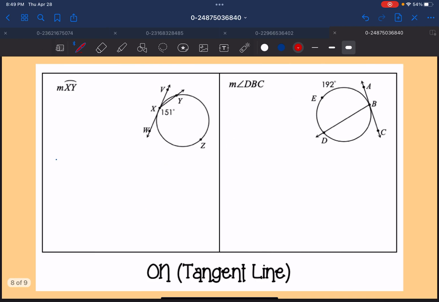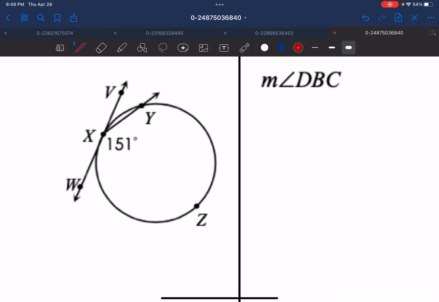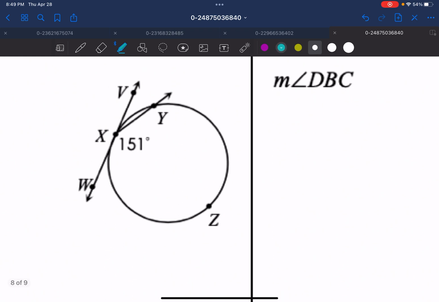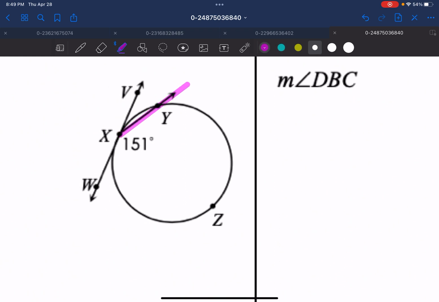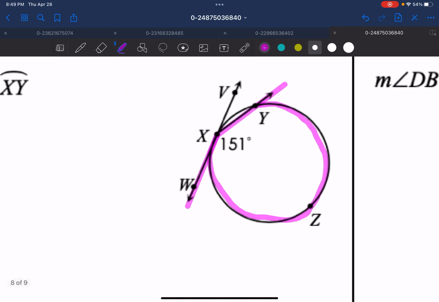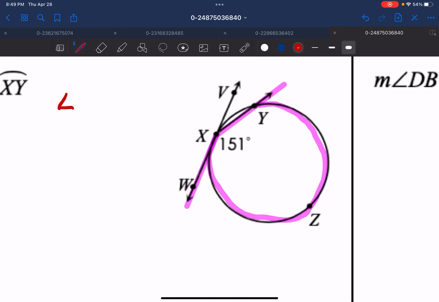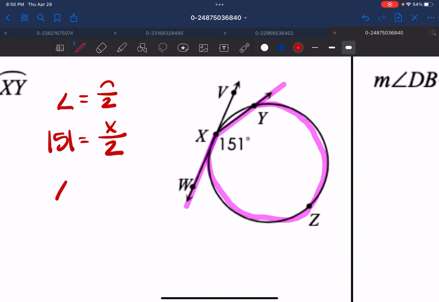All right, practice questions. Here we go. Let's look at our picture here. We were given an angle, so I'm going to focus on that first. Here's the angle, our secant and tangent. We can see that YZX is our corresponding arc. Well, I know from the formula, angle equals arc divided by 2, that if my angle is 151, what number divided by 2 gives me 151? And that would be 302 degrees, which would go here.